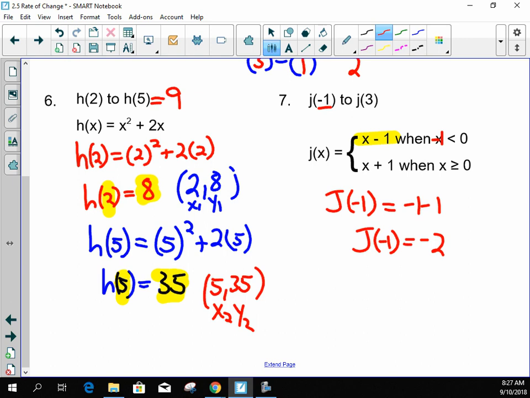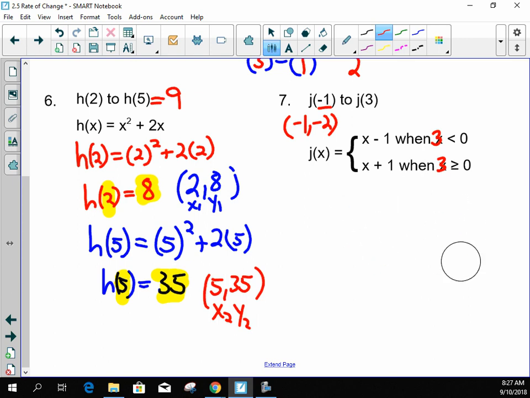So now I have -1 comma -2. Those are my x and my y's. Now J of 3. I put 3 here. Is 3 smaller than 0? Put 3 here. Is 3 bigger than or equal to 0? So I have 3 plus 1, which equals 4. So J of 3 equals 4. So here I have 3 comma 4.